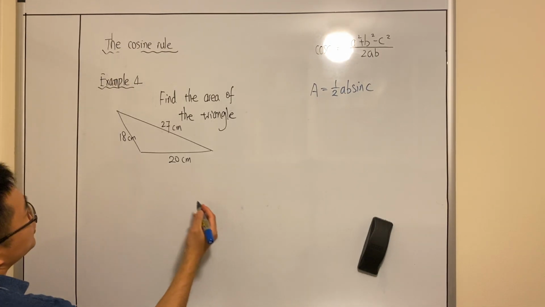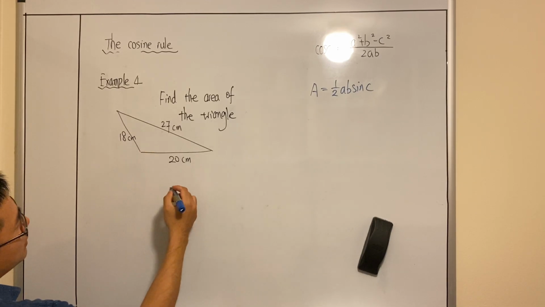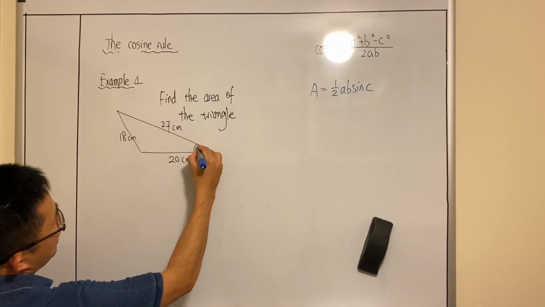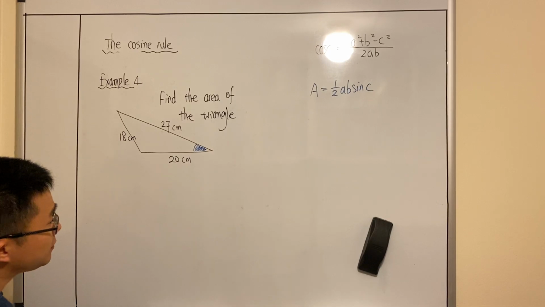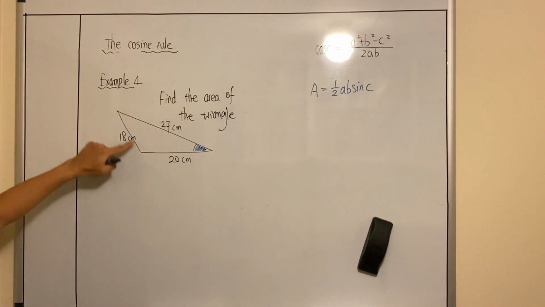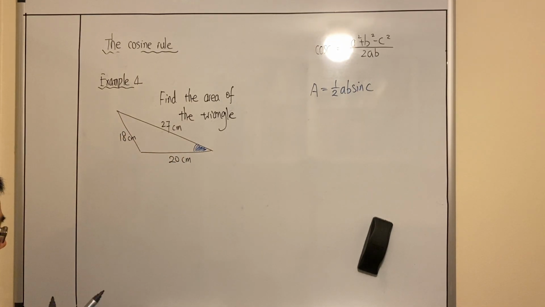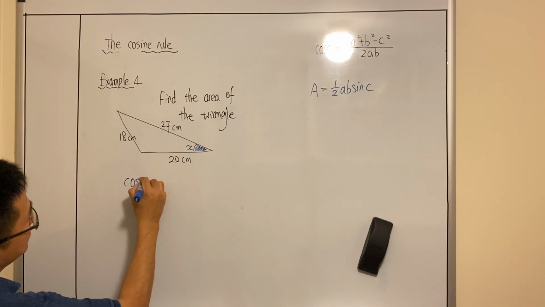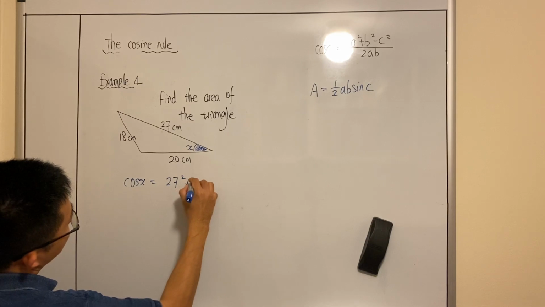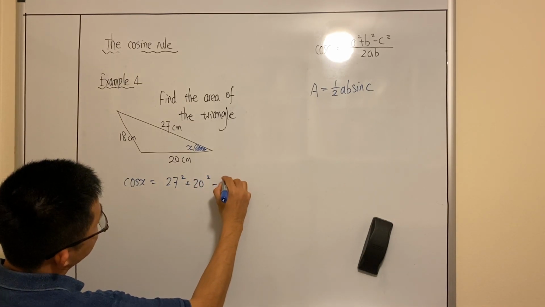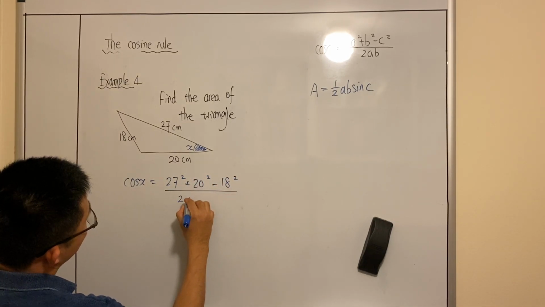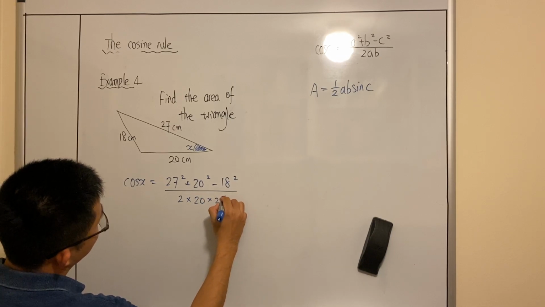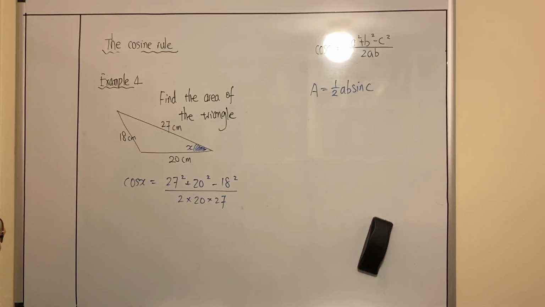So how about we just find, I'm not going to find this angle here this time, we're just going to find a smaller angle. How about we find this angle here? And that is the smallest angle, by the way. So we're going to find this angle first. Let's call this x. So cos x is equal to 27 squared plus 20 squared minus 18 squared over 2 times 20 times 27. That's cosine x.